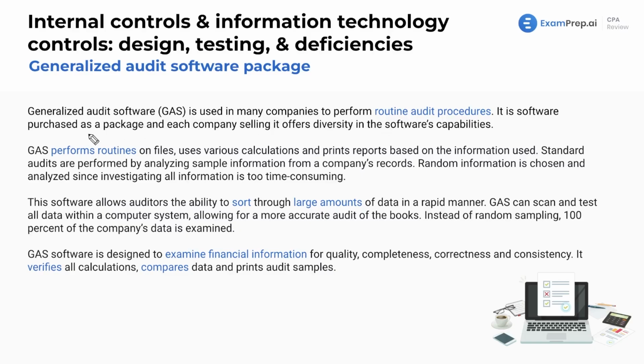It's software purchased as a package, and each company selling it offers diversity in the software's capabilities. I'm not going to get into examples of it. I'm going to be honest, a lot of firms also internally develop their own, so they have control over it. That's something you may have seen as well. Now, this software performs routines on files and uses various calculations, so maybe there's a process within that software where you just automatically upload the trial balance. It's going to automatically do analytical procedures for you.